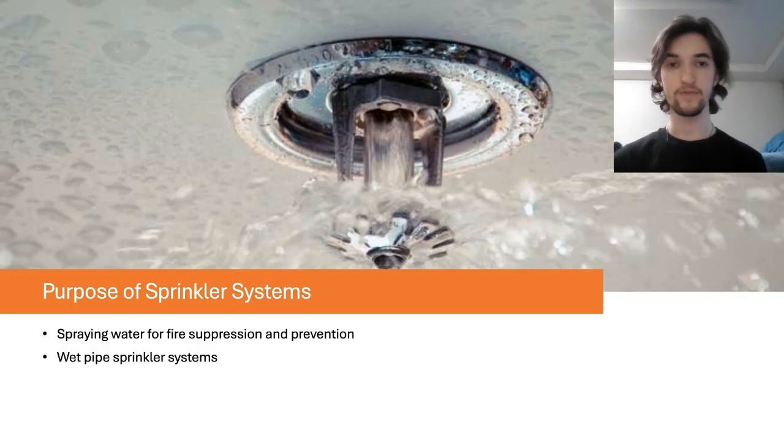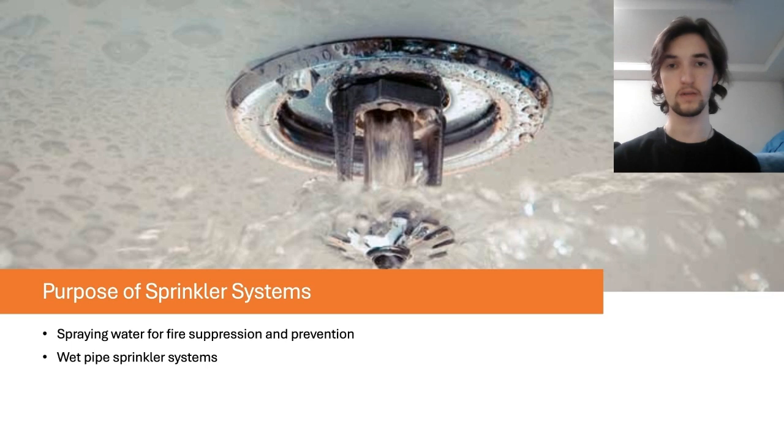Hi, I'm Joseph Wentz, and I will be going over the purpose of sprinkler systems. The purpose of any sprinkler system is effective fire suppression and prevention. It does this by spraying water around the surfaces on fire and on the fire to remove any fuel sources. There are many different types of sprinkler systems, each suited to a different purpose or environment. The most common type is the wet pipe sprinkler system, so that is the type that we will use for this project.